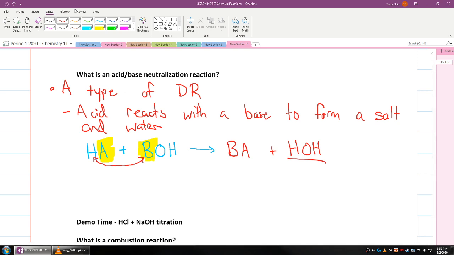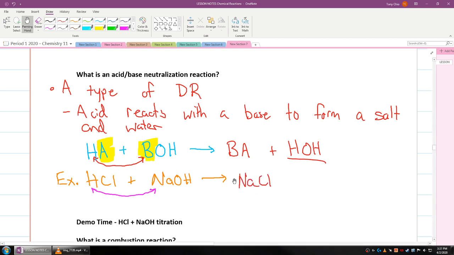So, what does this look like for an actual reaction? Well, let's say, for example, you have hydrochloric acid. So here's our example. And you're reacting with, for example, NaOH, so sodium hydroxide. When these two react together, you're going to get hydrogen and the sodium, in a sense, swap places. And thus, because of this, you're going to form this product. You're going to form NaCl.